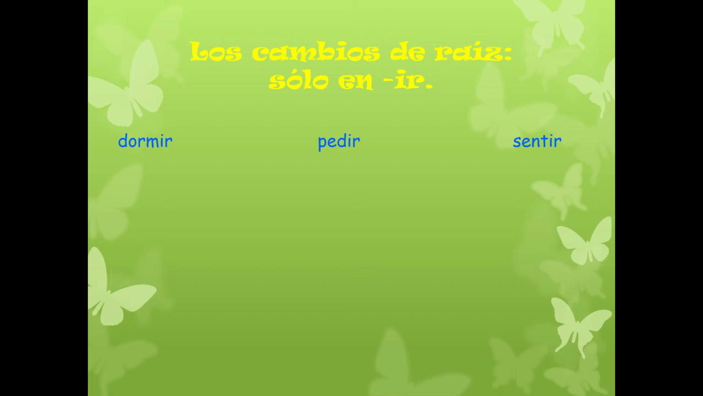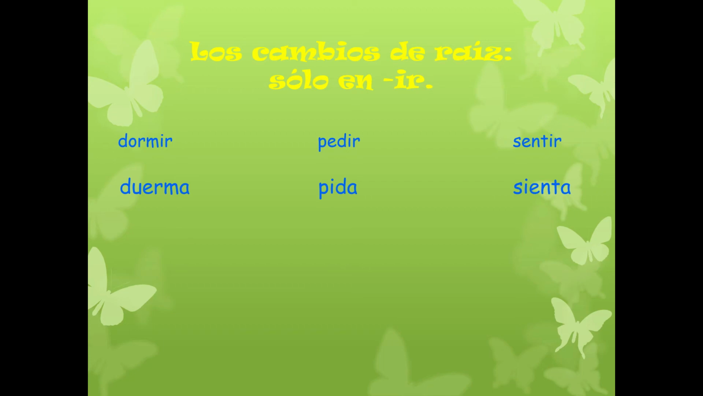Now we have stem changes in the subjunctive because of the yo form. For example, almorzar, almuerzo becomes almuerce. So we have stem changes there, but in the nosotros and vosotros forms, we have them only in IR verbs. Let's look at how those work. Dormir, pedir, sentir. The yo forms of these verbs, we have stem changes. We have duerma, pida, and sienta.